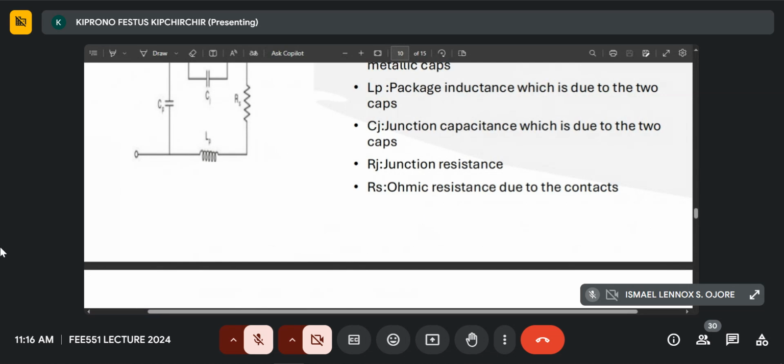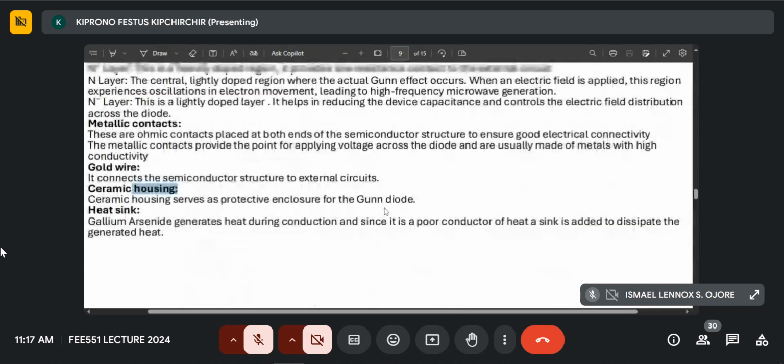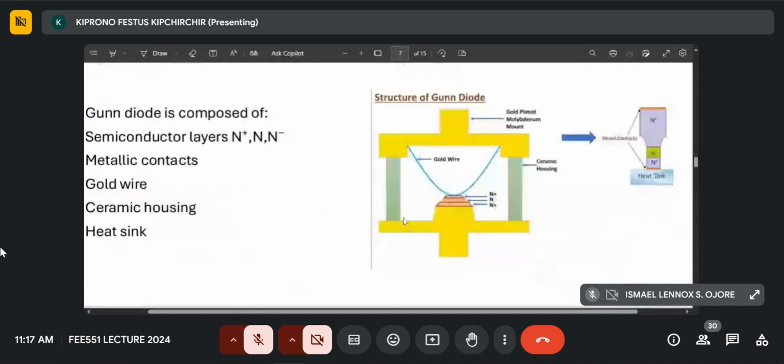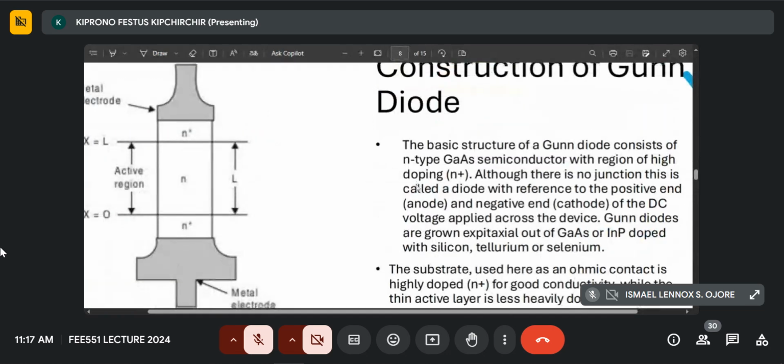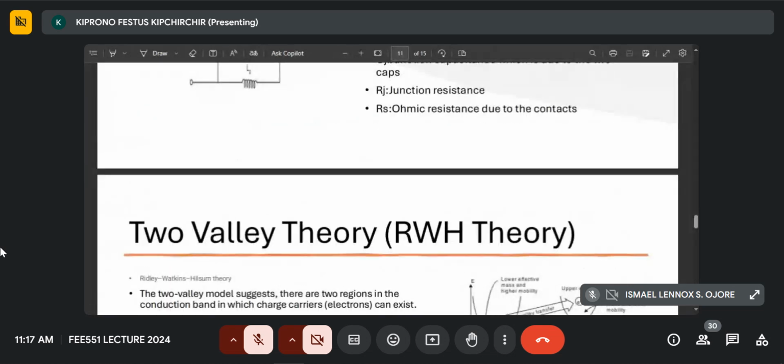Finally, you have the ohmic resistance, which is due to the contacts. As we said earlier, the two contacts, the ones in yellow, are responsible for the capacitance and inductance, C subscript P and L subscript P. Since these are metallic structures and they conduct, there's always some sort of resistance that comes with it, so that's modeled as the ohmic resistance here.